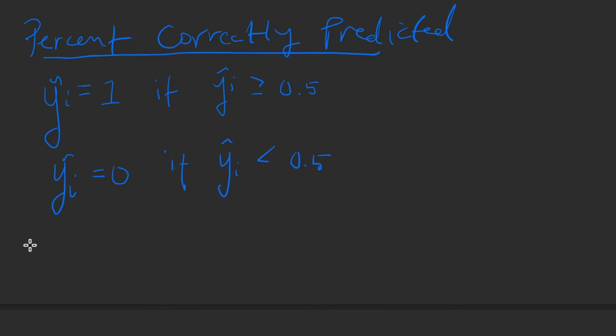And what we'll do is use the data on yi tilde and yi to obtain the frequency with which we correctly predict y equals 1 and y equals 0. So how often, or what is the relative frequency, that yi tilde equals yi? That will give us the percent correctly predicted.